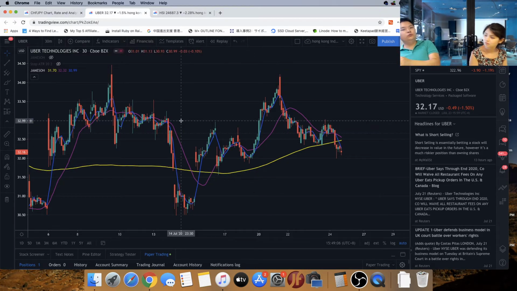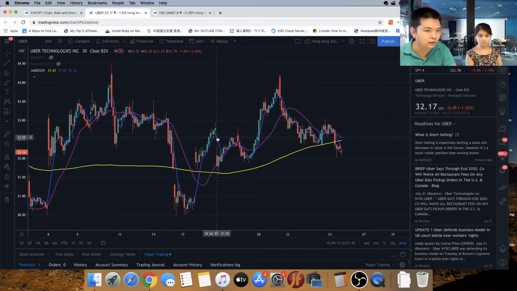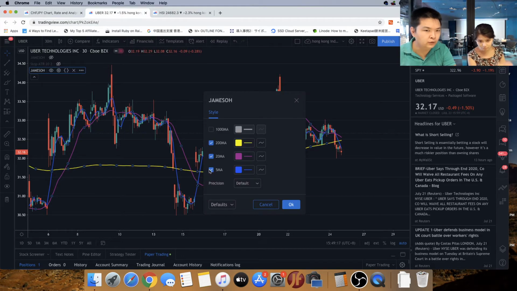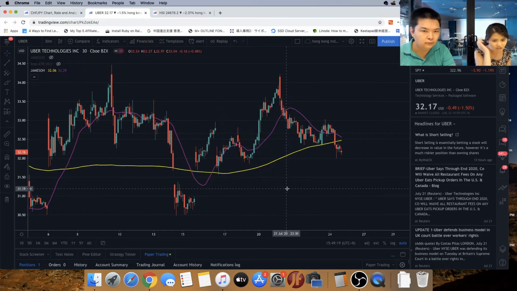Okay, so you would use the rule with the 20 MA and the 200? So you would get rid of the blue one. You wouldn't use the 5. I think it makes more sense. It gives a fuller picture, a bigger picture.